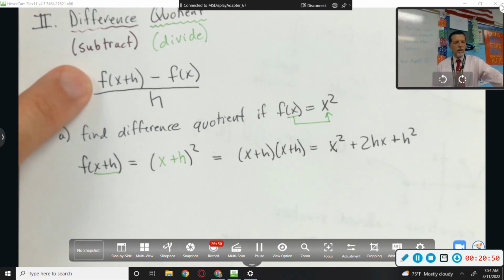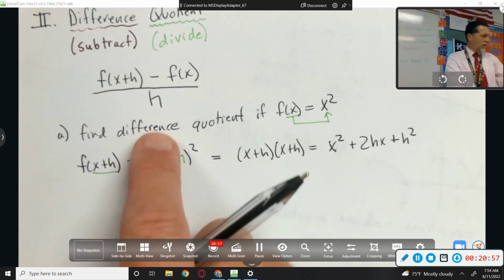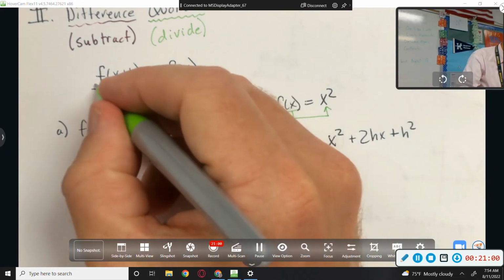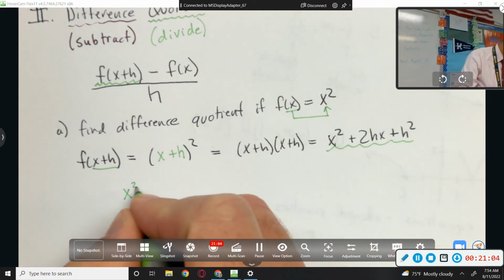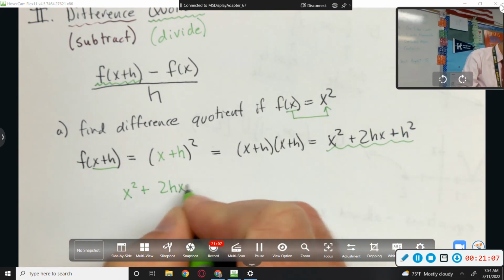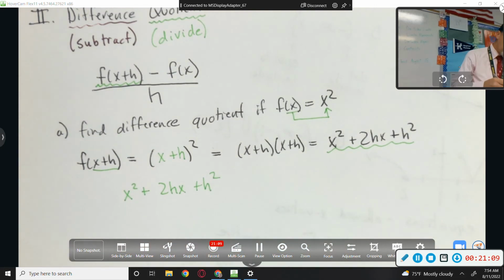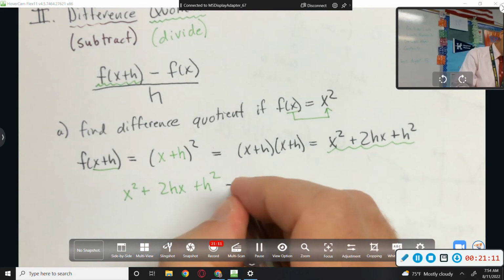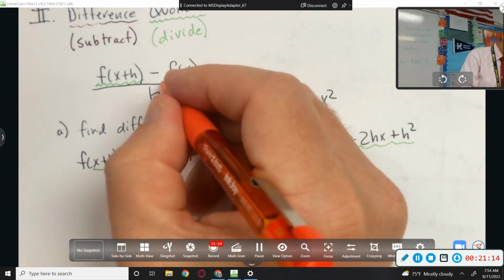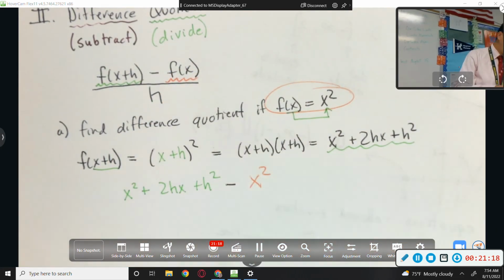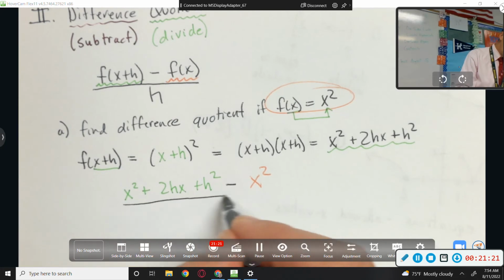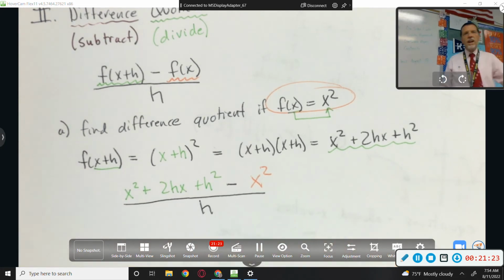Okay, so I'm keeping my finger or my brain on that big overall formula. Now I know f of x plus h, so let's plug that in. So x squared plus 2hx plus h squared minus f of x, which is x squared, all over h.